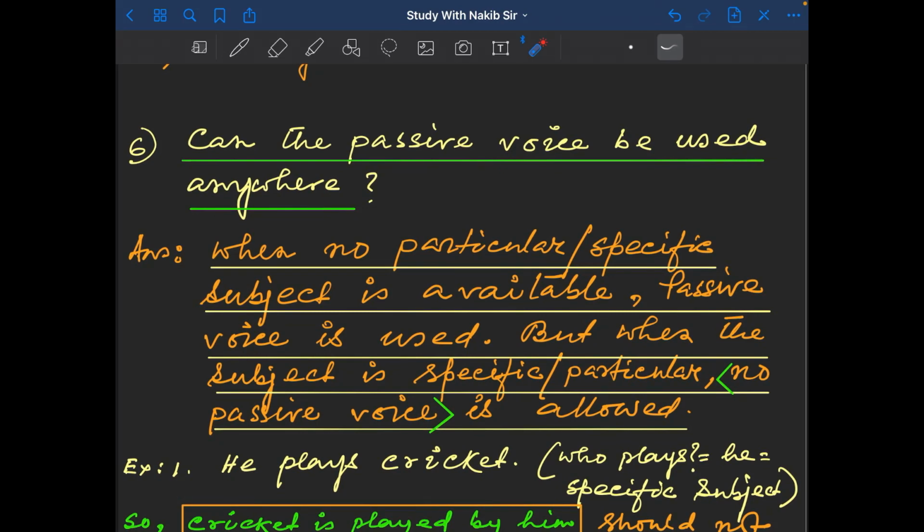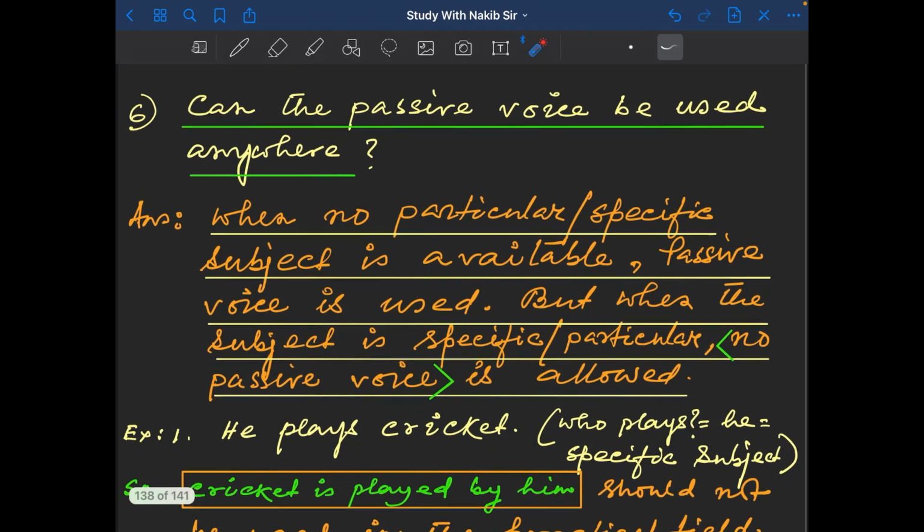Who is doing the work is the subject. If you don't get any particular subject, the person doing the work, the passive voice is used. When no particular subject is available, passive voice is used only in that case. But when the subject is specific, particular, you know who is doing the work, then passive voice is not allowed. No passive voice is allowed in English language.